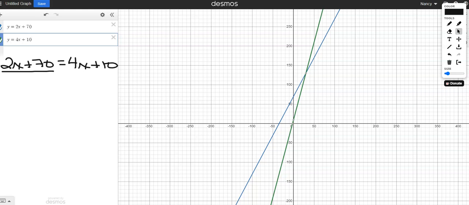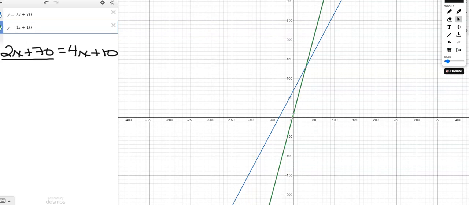Y'all, I'm sorry. I thought I was sharing my whole screen, and I meant to. I am so sorry. Let me try to share my whole screen again. That's still not screen 3.